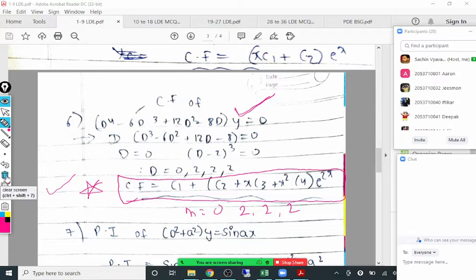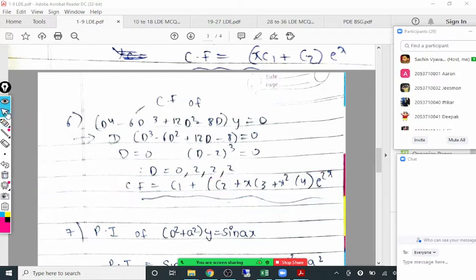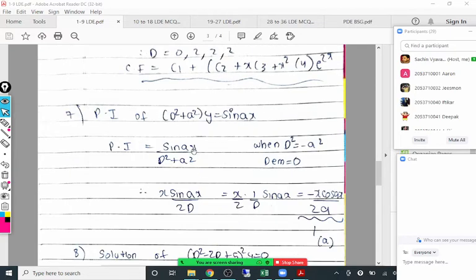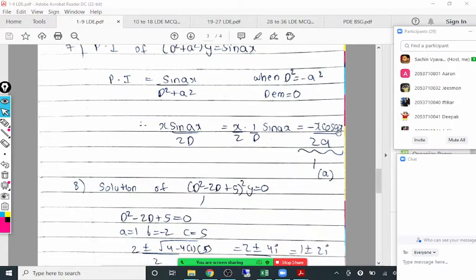So sometimes you can think a little smarter and go in a reverse way also, but yes, the main part is, if you go this way, then only. Whenever there is a subjective paper, this is the only way you can go there. For multiple choice questions, sometimes you can use tricks and shortcuts and go ahead here. Question 7. (D square plus a square) y equal to, we want PI for this, and yes, the denominator comes to 0, and that's the answer, minus x cos x upon 2a. That is correct again.